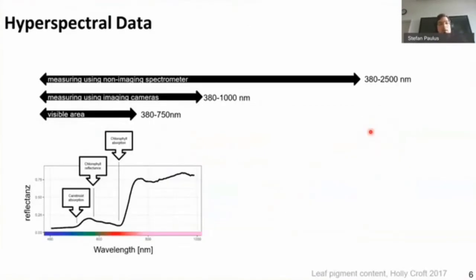But why does it look like this? It looks like this because in the area before 500 nanometers, we have the absorption due to carotenoids. Then we have the chlorophyll reflectance at 500 to 600 nanometers, and the absorption of chlorophyll in the area between 600 and 700 nanometers. And then we have the NIR peak in the plateau. And this is why plants look green, because they absorb, but in the green area, they reflect.